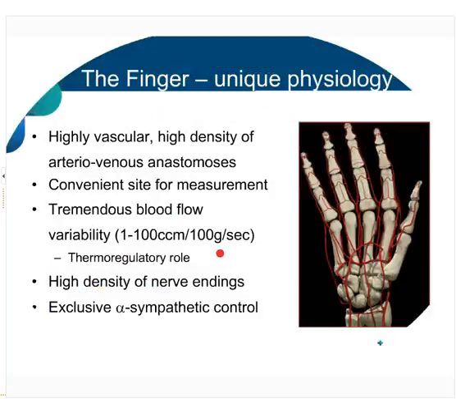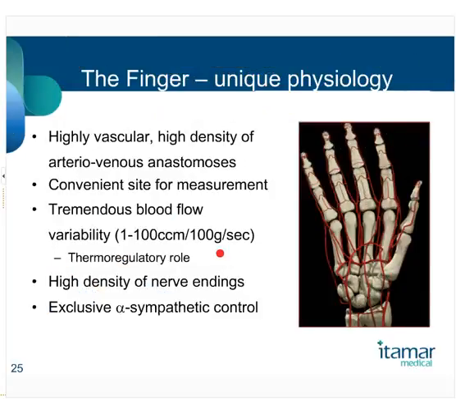The fingertip has a set of unique physiologic components that make it ideal for measurement of sympathetic nervous system activity. First of all, it's highly vascular with a high density of arteriovenous anastomosis. So there's a rich web of arterioles and venules in the fingertip that are constantly, in a dynamic way, changing with each pulse of the cardiac cycle. It's convenient. It's an easy place to access. You can develop devices that fit over the fingertip and measure this.